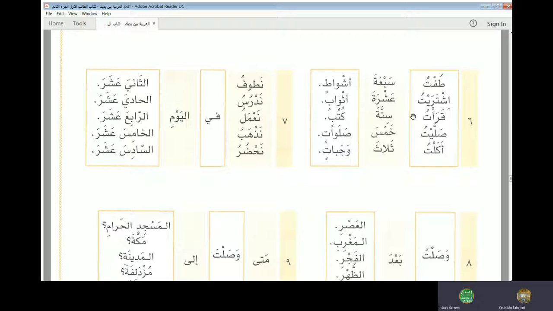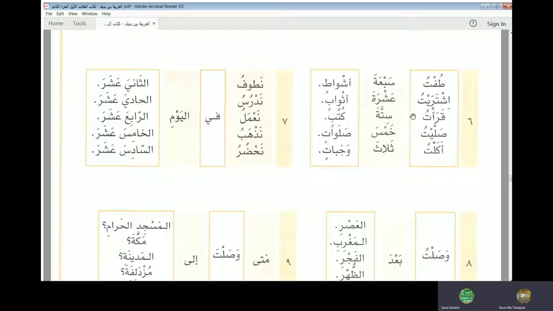Nadrusu fil yawm hadiya ashara. Hadiya ashara means 11th. I told you ahada ashara; this one is also used. Hadiya ashara. Okay.